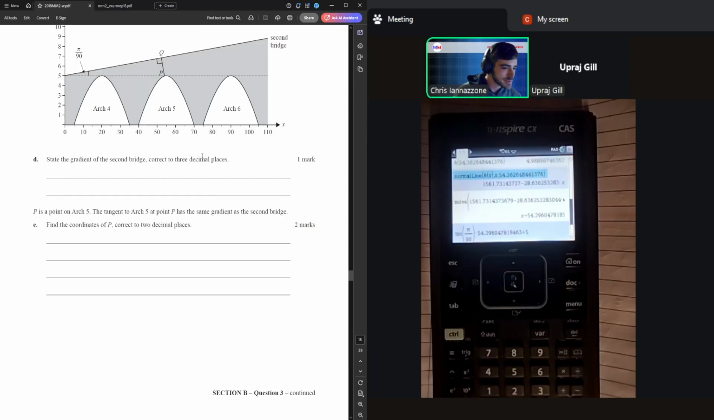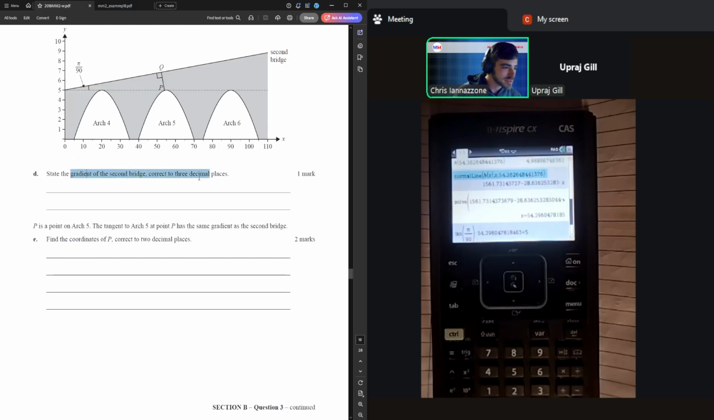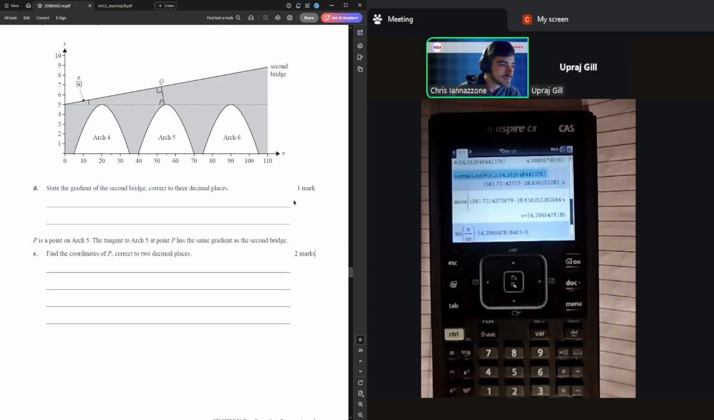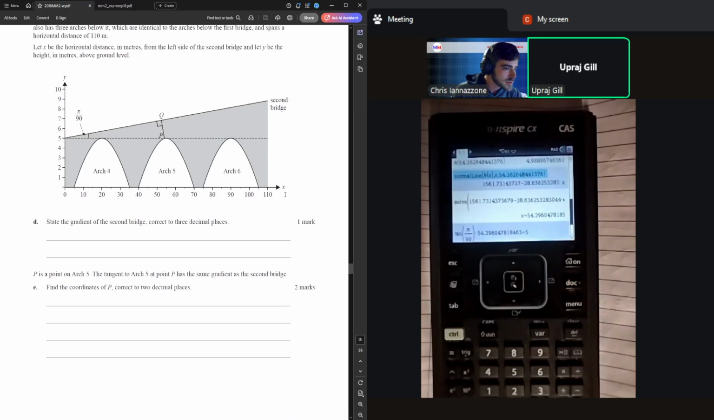As I was going to say before, there are going to be time sinks, there's going to be time saves. Part D was a time save, you saw that immediately, it's just tan. Find the coordinates might have taken a little bit longer, but not 2 marks worth of time, certainly not.